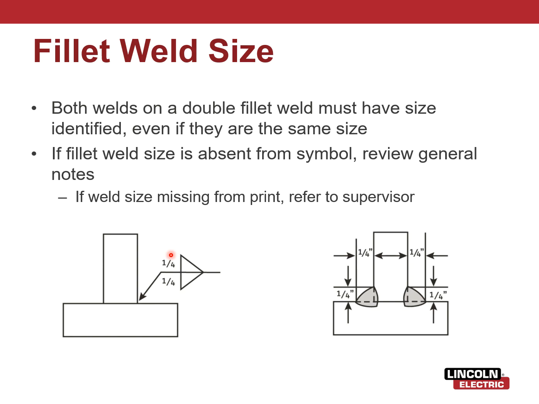If the fillet weld size is absent from the symbol, you can review the general notes. They might just have a note saying typical, or all welds on this project are the same size, so just declare it there so we're not taking up space on all the welding symbols. So if it's not out there, then you can refer to the general notes.